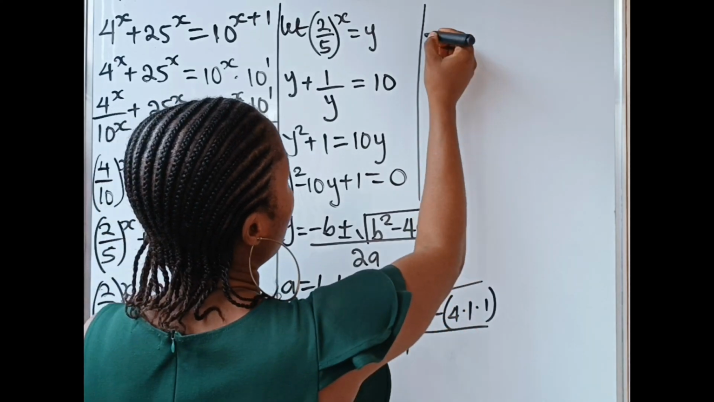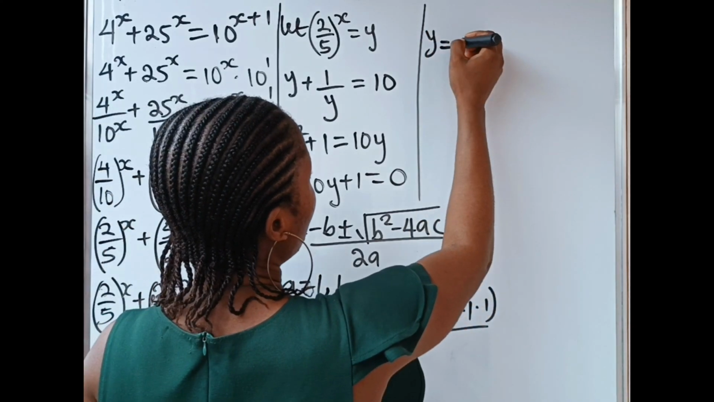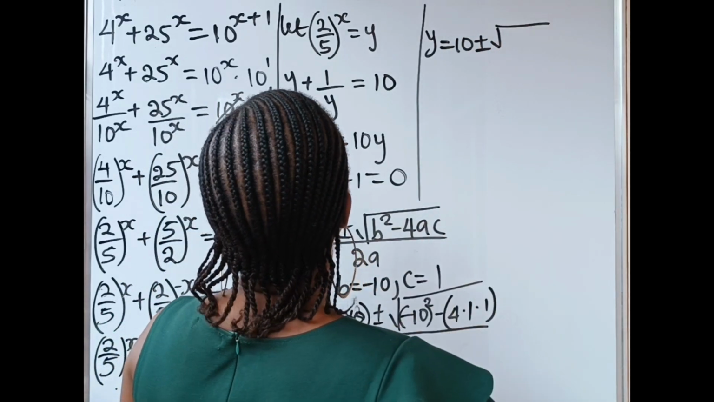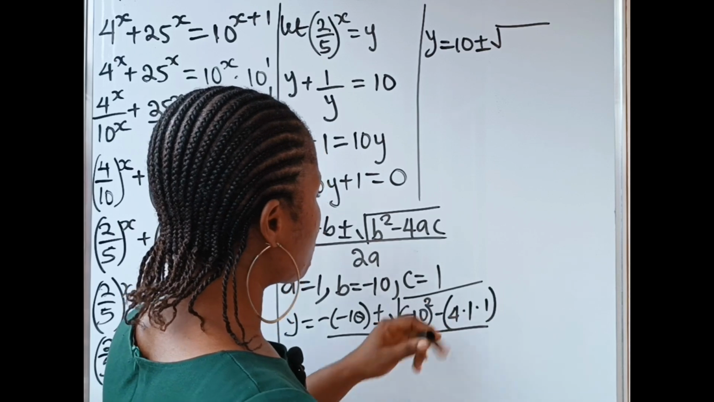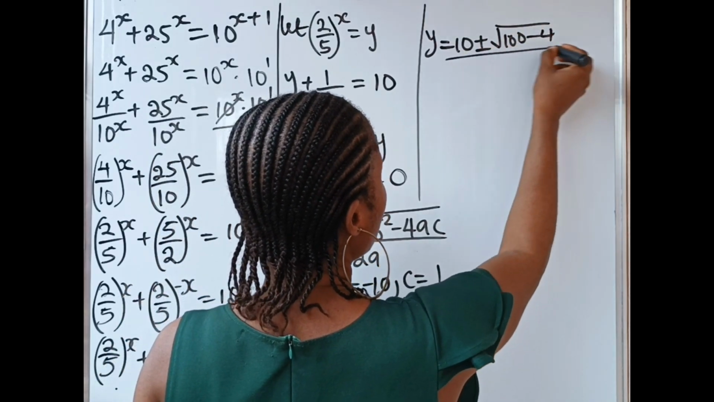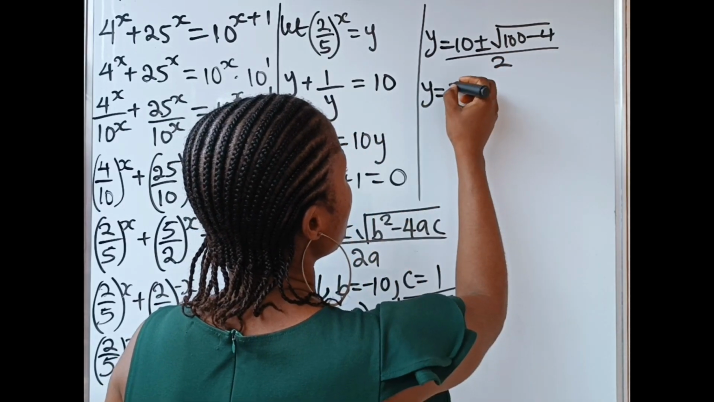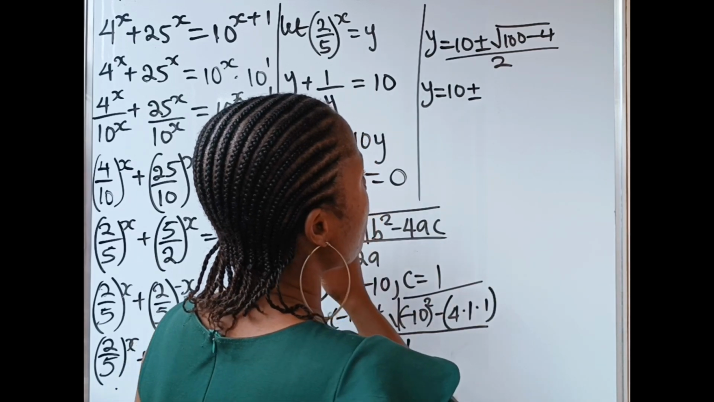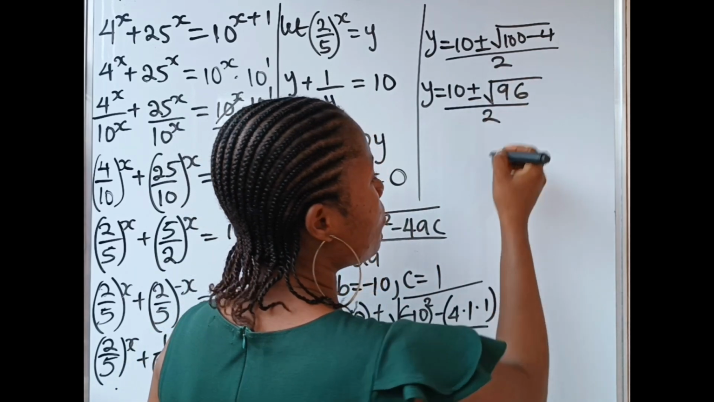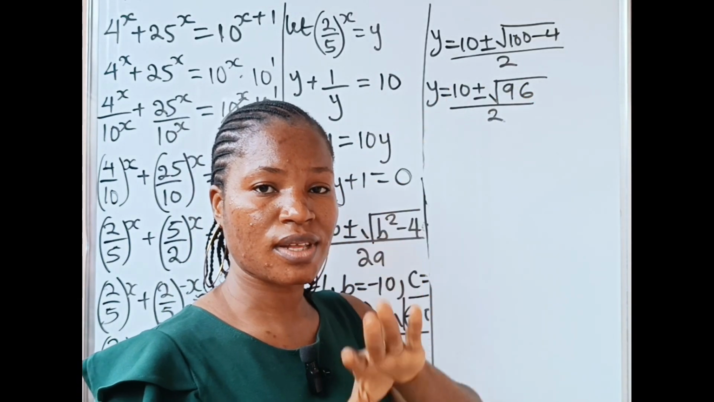So this is what we have now, that y is equal to minus minus will give us plus, so we have 10 plus or minus the square root of minus 10 squared will give us 100, okay, minus 4 divided by 2. So our y is equal to 10 plus or minus square root of 96 divided by 2. Now let's factorize. Let's simplify this root 96.